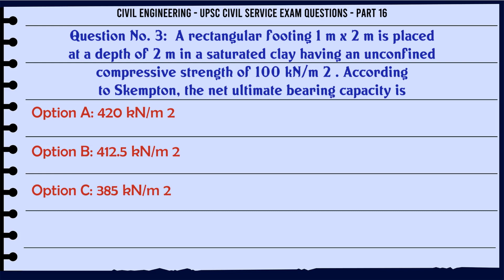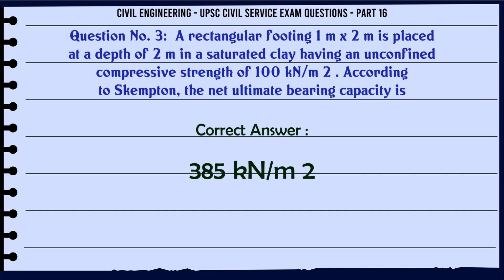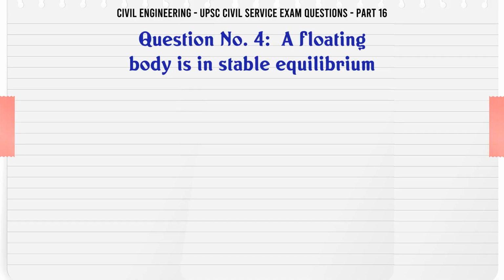A rectangular footing 1 x 2 m is placed at a depth of 2 m in a saturated clay having an unconfined compressive strength of 100 kN/m². According to Skempton, the net ultimate bearing capacity is A. 420 kN/m², B. 412.5 kN/m², C. 385 kN/m², D. 350 kN/m². The correct answer is 385 kN/m².